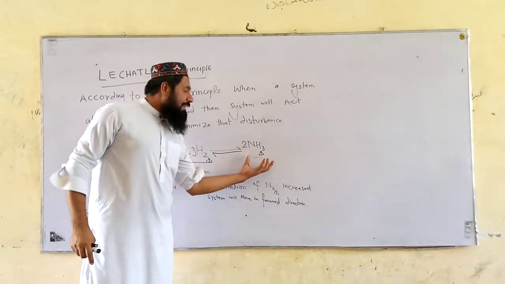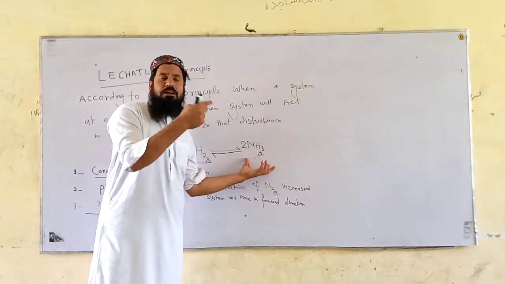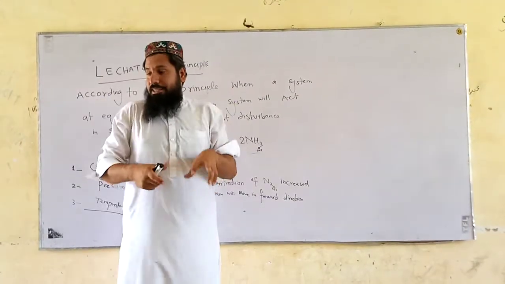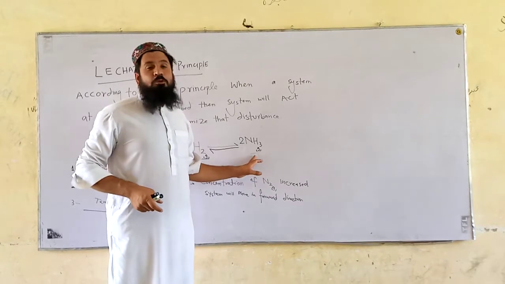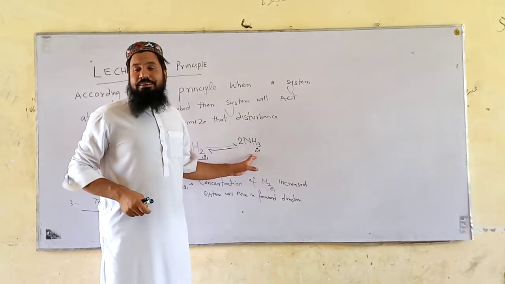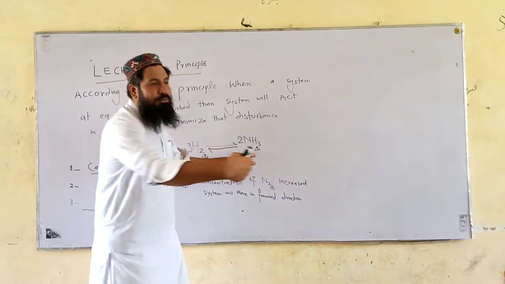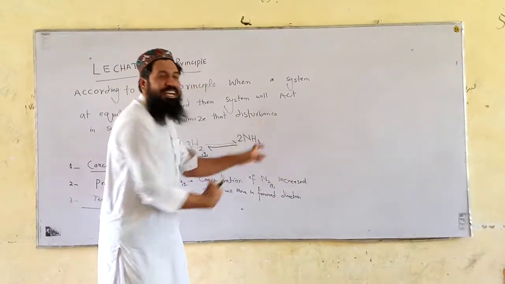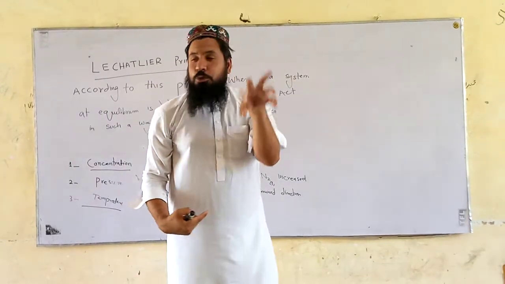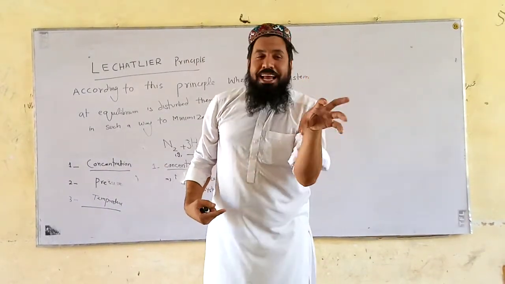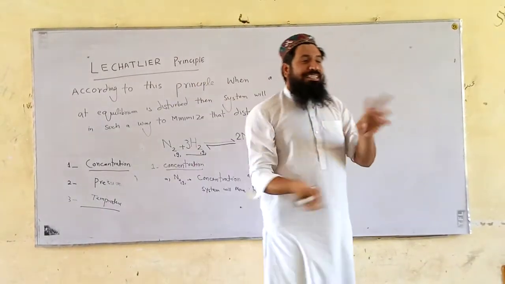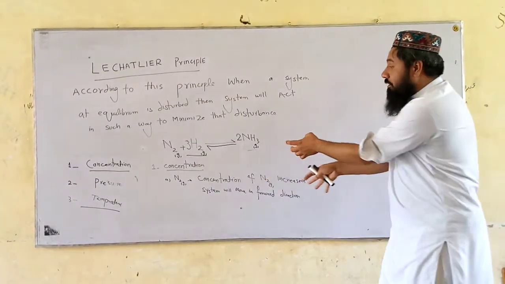Now, when I increase the concentration of ammonia, what will happen? Where will the system go? Yes, the system will move in the backward direction in order to counterbalance that change, in order to decrease the concentration of the ammonia.